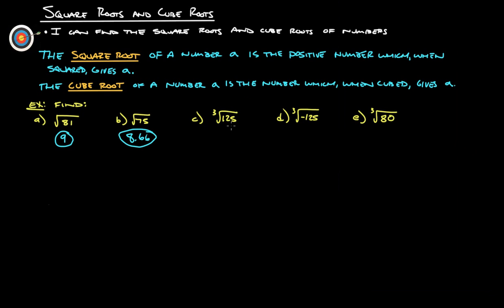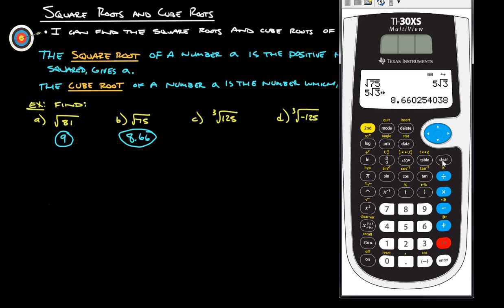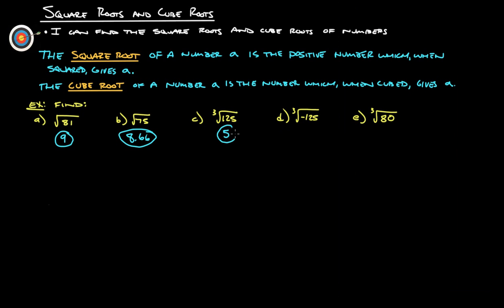Cube root of 125. So what times itself times itself gives 125? In that case here, you may recognize it as being 5. If you don't, then just stick it in there and away we go. To take a cube root, we have to take the x root. So what we have to do is do 3, second, push the x root, and then that turns into the cube root of, and in this case, 125. And that gives us 5 for this one here.